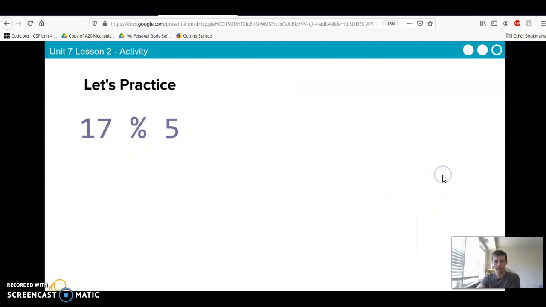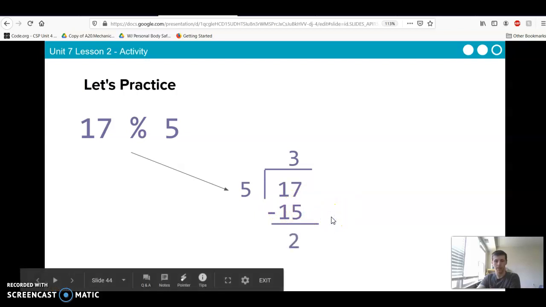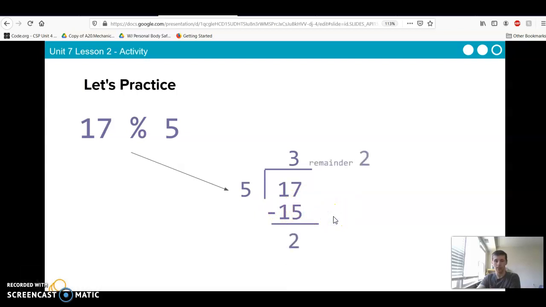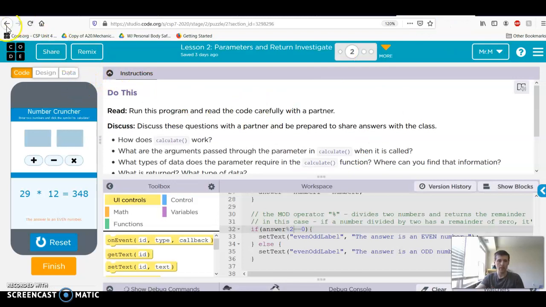So let's see. What's the remainder of dividing 17 by 5? Well, we could do regular math here. 5 goes into 17 3 times. If we subtract 15, then we get 2 left over. So the answer is 2. 17 mod 5 is 2. Hopefully that makes sense to you. There's additional practice with that idea inside your assignment.